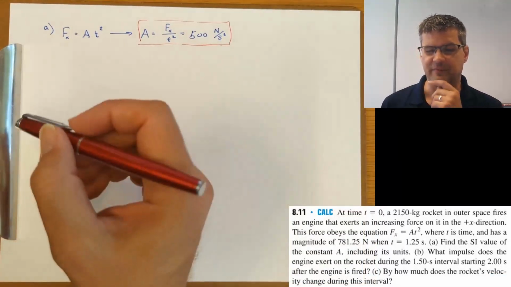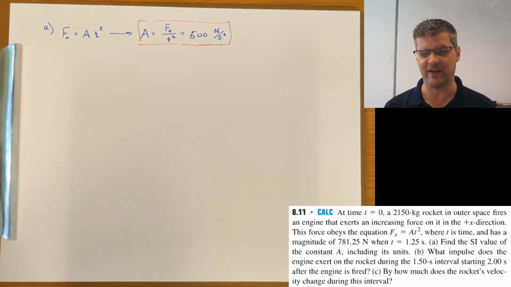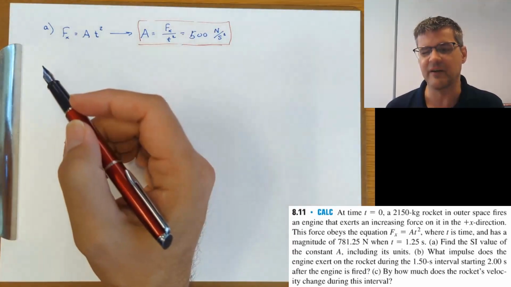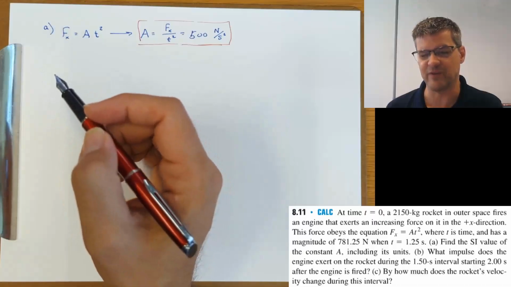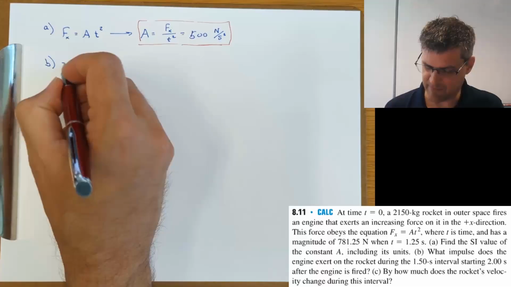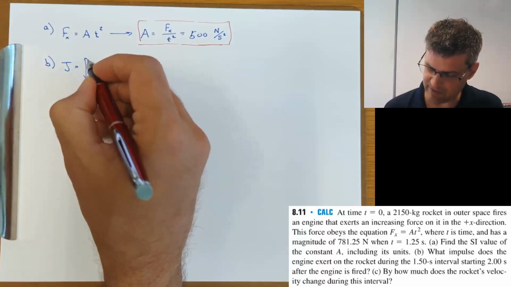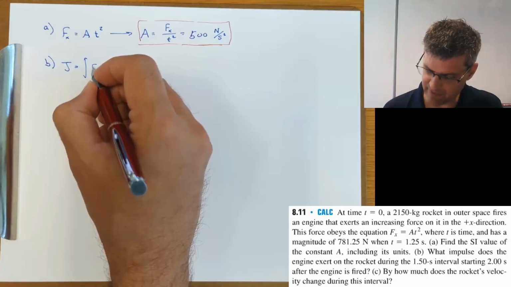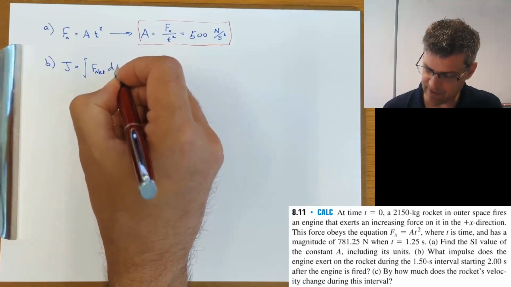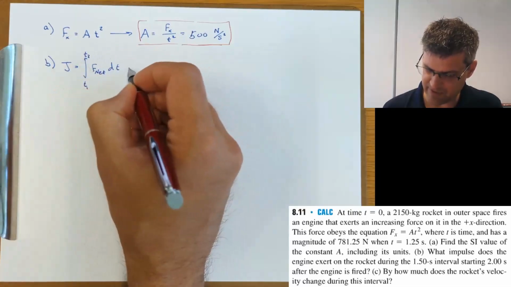Going back to the problem. Next, what impulse does the engine exert on the rocket during a 1.5 second interval starting at 2 seconds. So this is going to be from time 2 seconds to 3.5 seconds. So the definition of impulse is the integral of this net force dt, and we're going from t1 to t2.